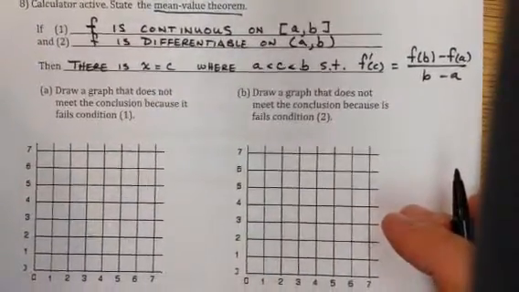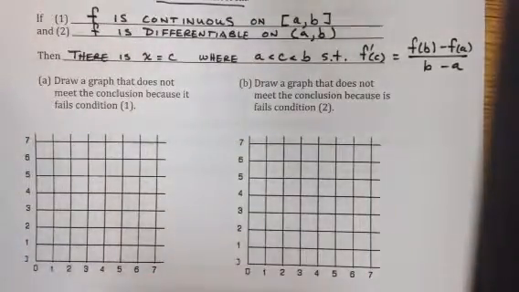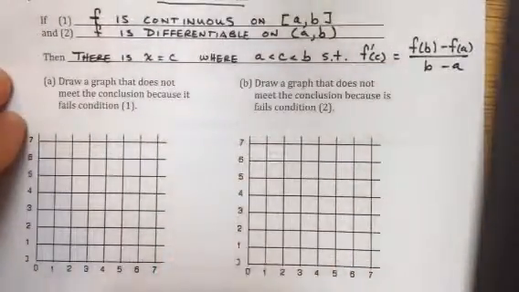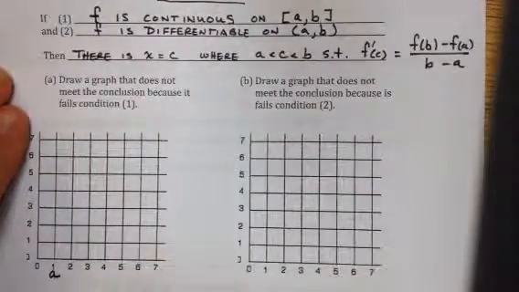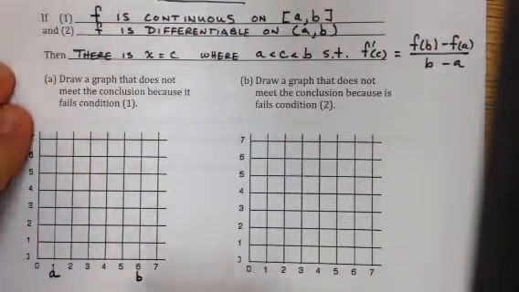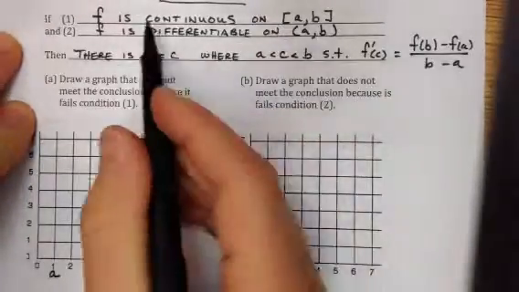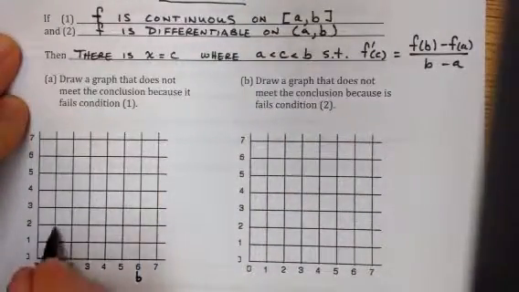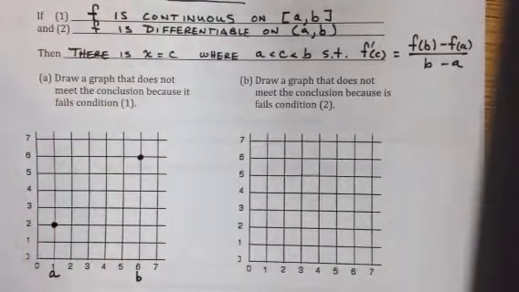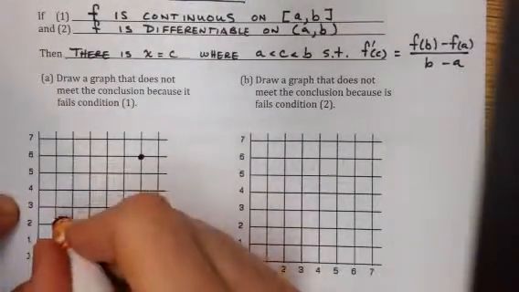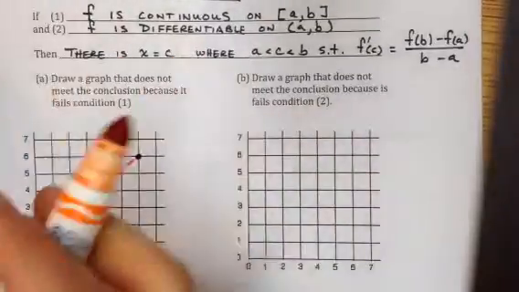Okay. So with that in mind, let's talk about why we need these two conditions. First, suppose that our A is right here and our B is right here. And let's violate the first condition. Let's make it not continuous. Notice that I could make these my endpoints, which means this is my average rate of change.